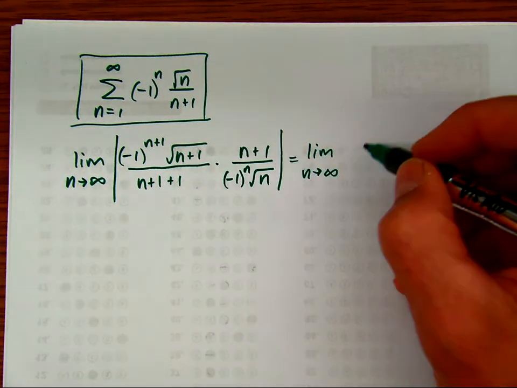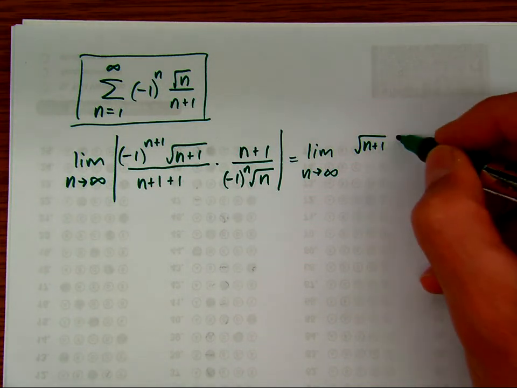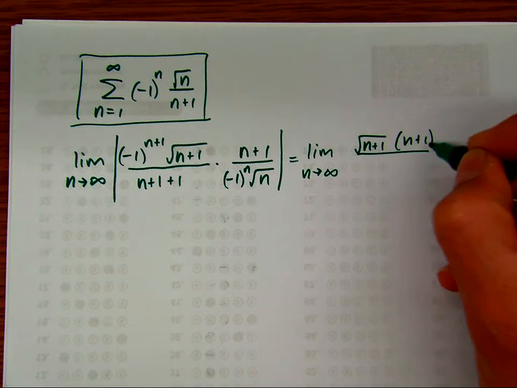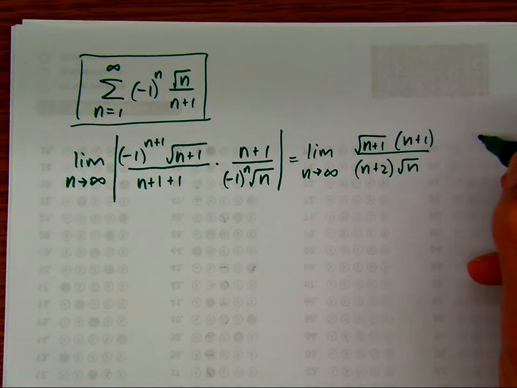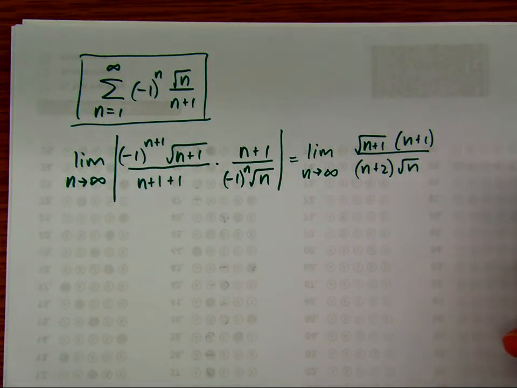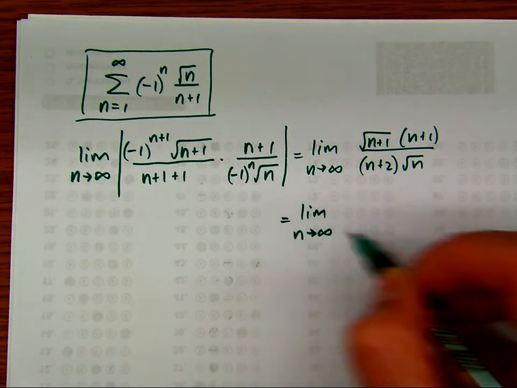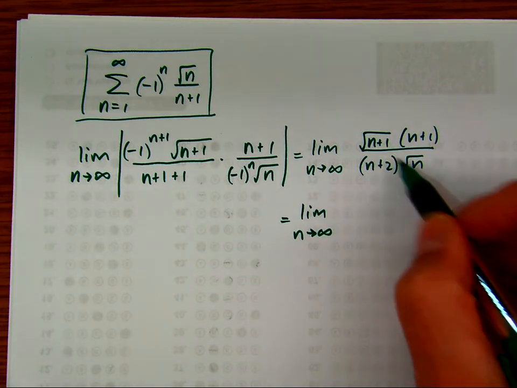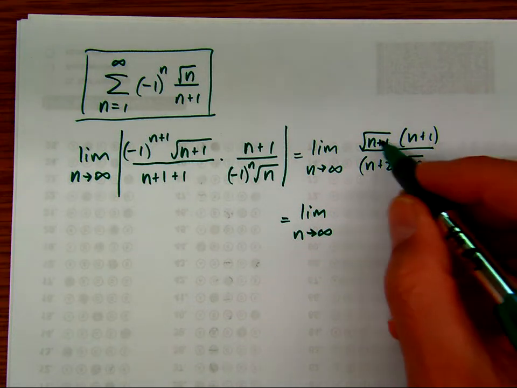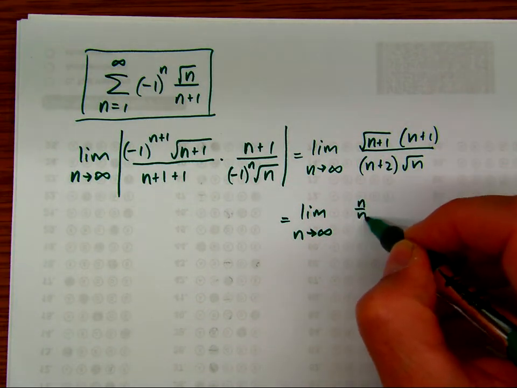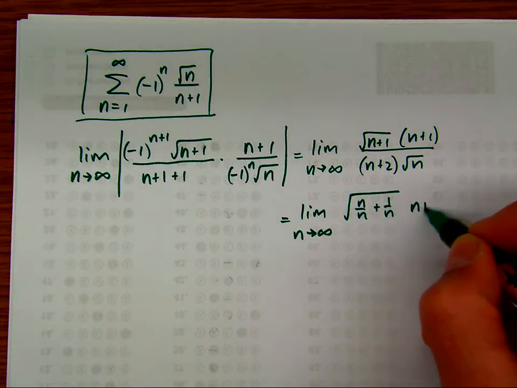We have radical n plus 1 and, why don't we put these radicals together? It would be n plus 1 over n, and we could write that as n over n plus 1 over n in the numerator. We could have n plus 1 over n plus 2.